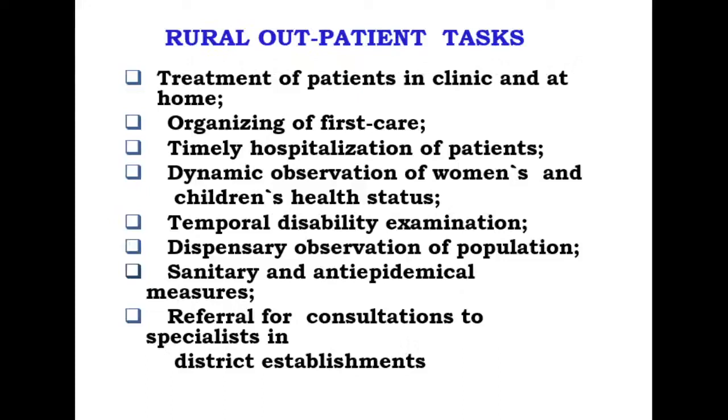What about the tasks of this establishment? Treatment of patients in the clinic and at home, similar to the town polyclinic. Organizing first care. Timely hospitalization of patients, for example to a day hospital, in a village polyclinic as in a town polyclinic. Dynamic observation of women's and children's health status, if a family doctor works. Temporal disability examination, the function is similar in town and in village. Dispensary observation of the population, a similar function. Sanitary and anti-epidemic measures, referral for consultation to specialists in district establishments.